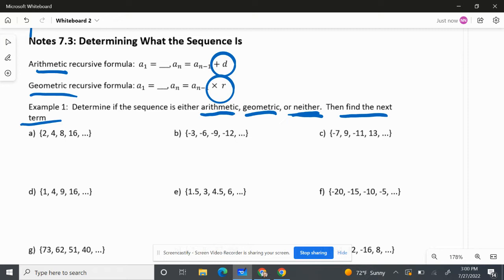So for the first one, 2, 4, 8, 16, we're multiplying by 2. So that would be a common ratio of 2, which means it's geometric. And if we're multiplying by 2, 16 times 2 would be 32.